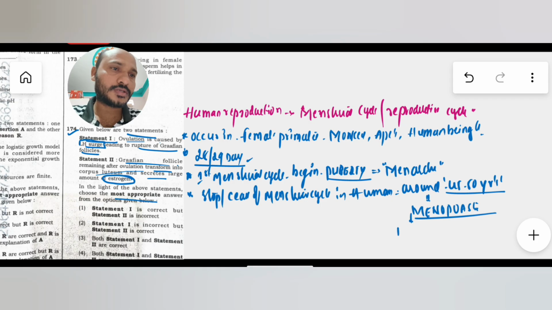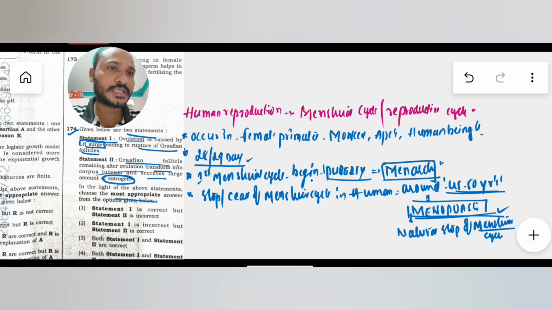It is the natural stop of the menstrual cycle. So the start of the menstrual cycle is called menarche, and the stop of the menstrual cycle is called menopause, which occurs around 45 to 50 years of age, and it first begins at puberty.